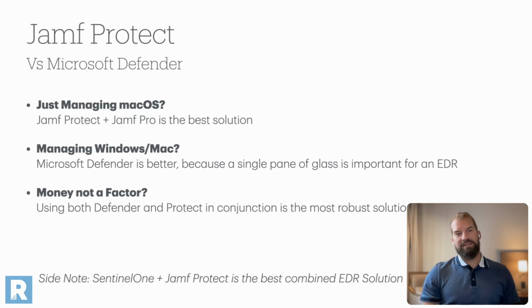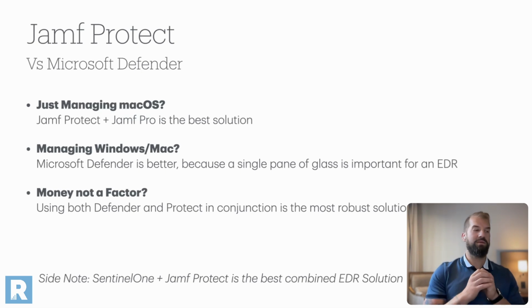Now let's look at Jamf Protect versus Microsoft Defender. And this is where I will say Intune maybe has a little bit of an edge. Now, from talking to Simon, who is a security expert, he was saying if you're just managing macOS, Jamf Protect plus Jamf Pro is probably the best solution. However, Simon also mentioned with an EDR specifically, having that single pane of glass is really important. And most people that are listening to this are probably managing Windows as well. Well, why else would you have Intune? So in that case, Microsoft Defender is the better choice because it does give you that single pane of glass.